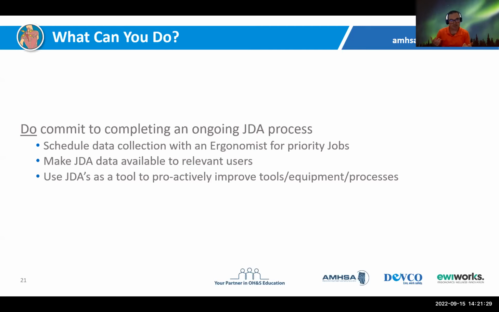So a good example of this would be improving a tool: getting a job assessed, realizing that you have an old or an outdated tool, using the JDA to build a business case to say, hey, let's get a better tool to do that job, and then revisiting the JDA and saying, hey, did that improve the job? So all those things, this plan, do, review, are things that you can do to drive the JDA process forward.